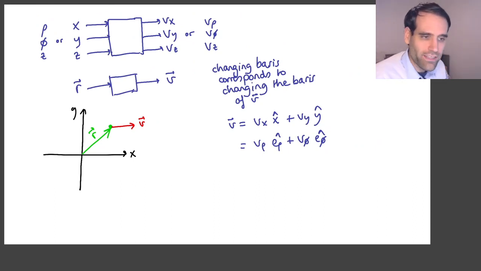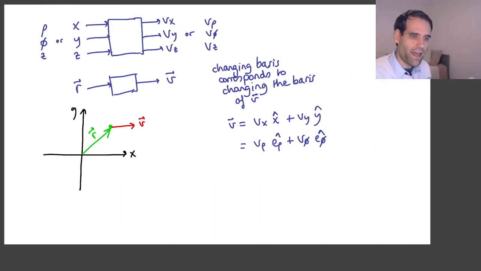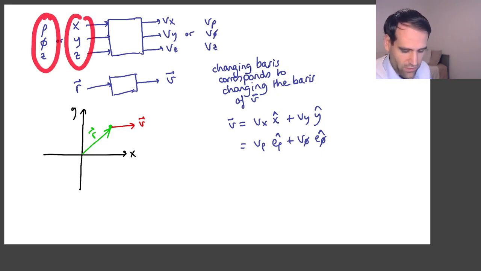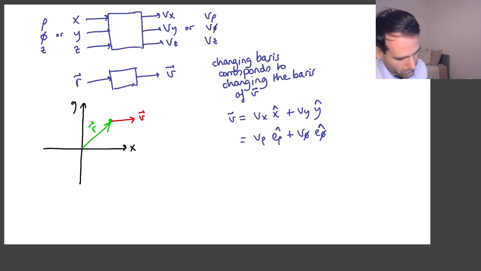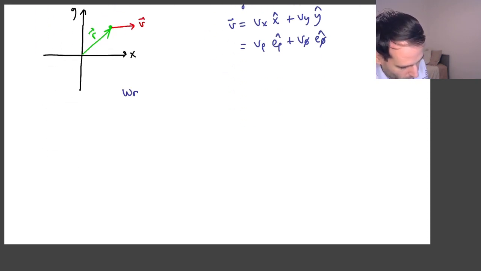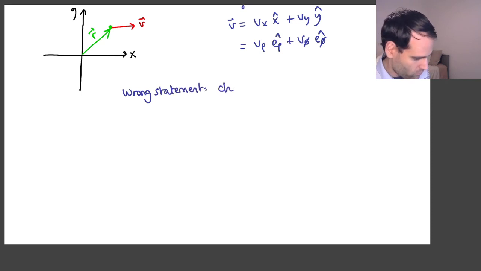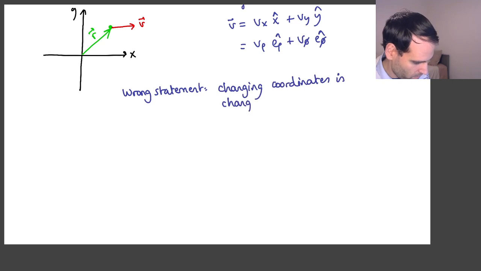But the mistake that you may make now is to try to reason in an analogous way and say that changing the coordinates, which is changing this to this, is equivalent to changing the basis of vector r. And this is wrong. So let me write it. Wrong statement: changing coordinates is changing the basis of vector r.